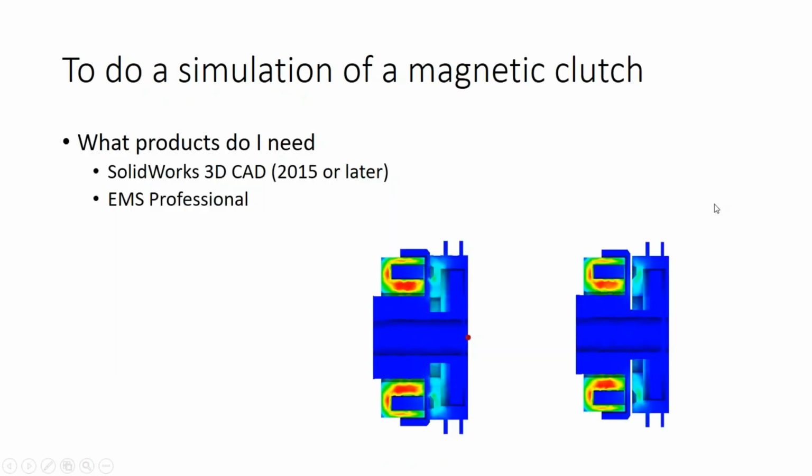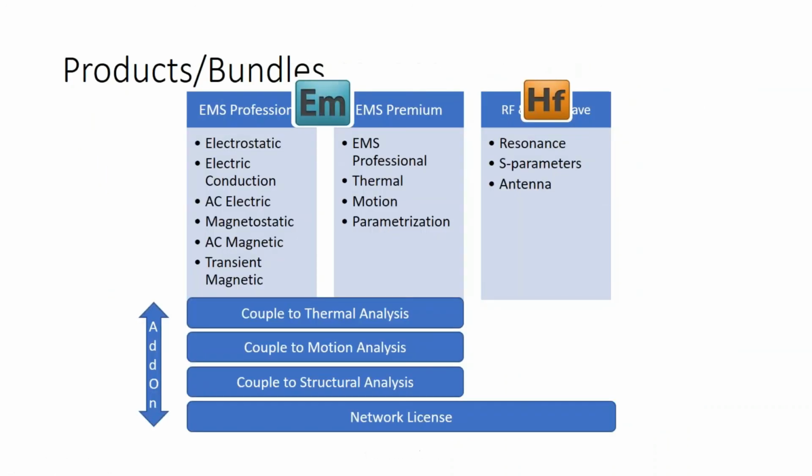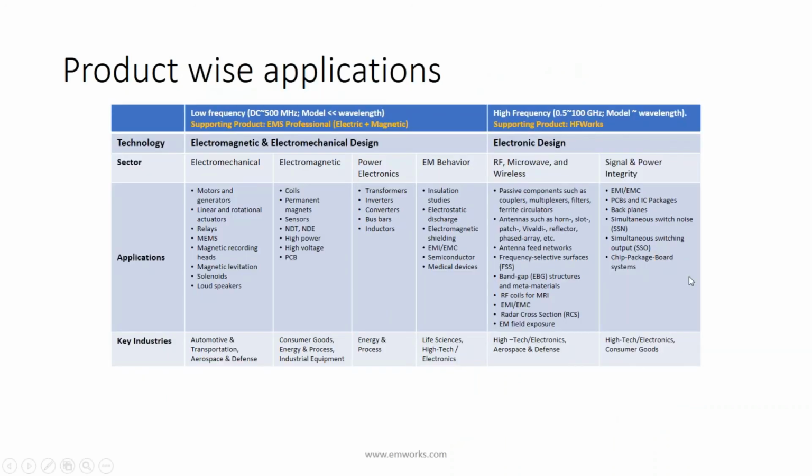So what we did today, which is the simulation of a magnetic clutch, what you would require is a version of SolidWorks which is 2015 or above. Currently SolidWorks is at version 2018. And EMS Professional is also at version 2018. So, if I just go back to this, everything that you saw today can be done with our base EMS Professional package.